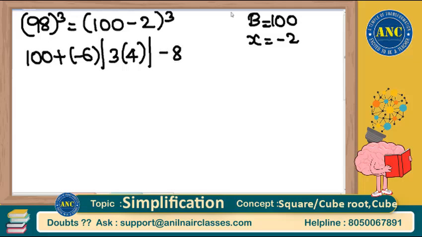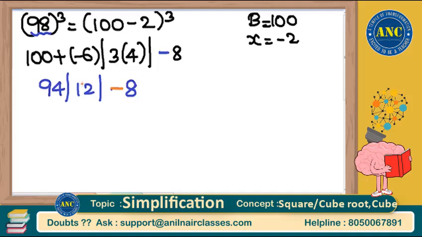Everyone who did not understand my previous question, listen carefully, sir. 98 is a positive number. When I cube a positive, will I get negative 8? No, I will never get a negative. Okay, let me simplify. 100 minus 6 is 94. 3 into 4 is 12. Then minus 8. So I want to convert this person having a negative value to a positive person. Let us all be happy. Let us all be positive in life.